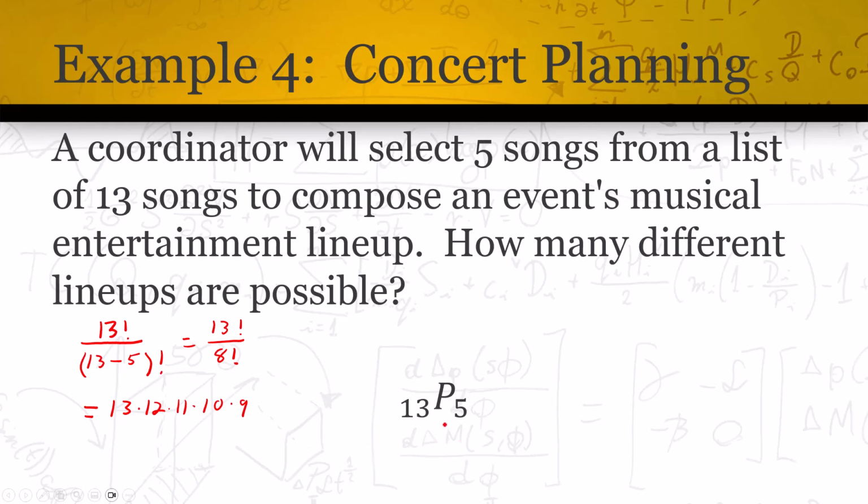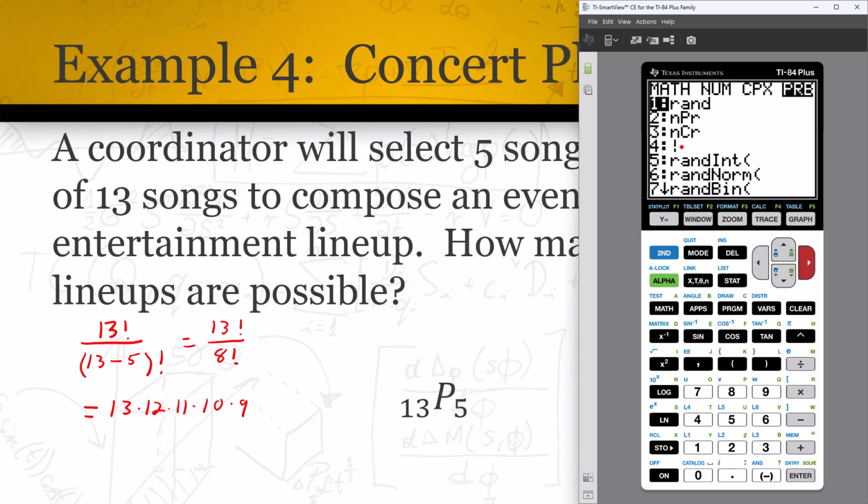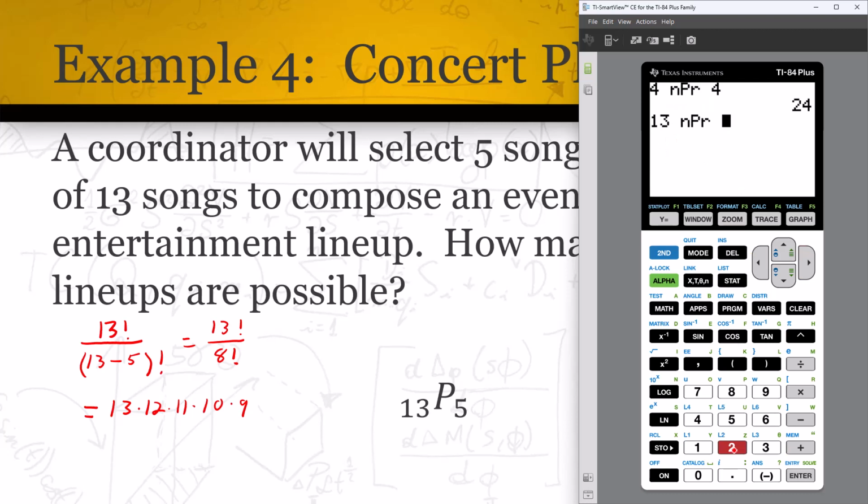Or you can go ahead and use your calculator the way we've done it before. So let me bring my calculator up. We can type in 13, math, over to probability, 2 for nPr, put in 5, and we get 154,440. Also, if you did 13 times 12 times 11 times 10 times 9, you get the exact same answer.